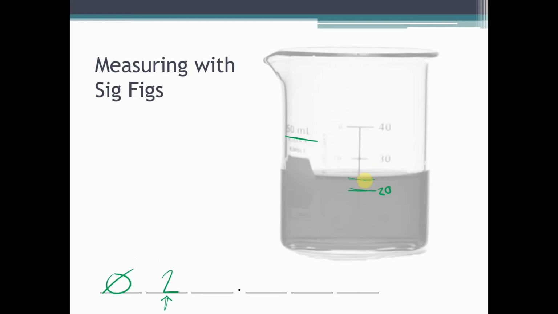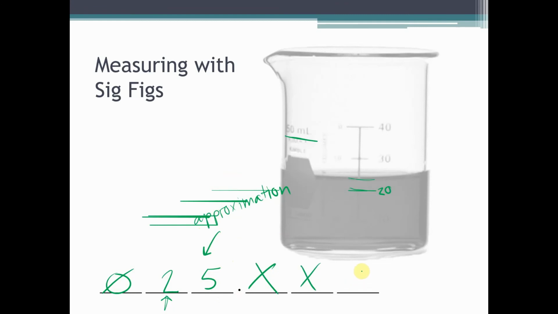Looks like we're not quite to halfway between 20 and 30. No, we can say halfway. Let's say we're about halfway between 20 and 30. Call it 25. This number is an approximation. And since this number is an approximation, we have gone as far as we can go. We're not allowed to approximate again. We cannot say anything about the tenths place or the hundredths place or the thousandths place.